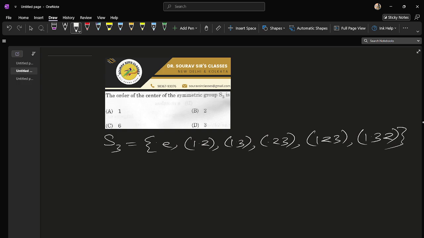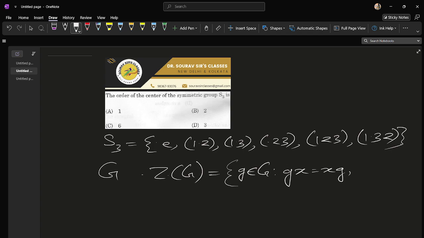So now, what is the center of a group? Let us take a group G. Then our center is called Z(G), which is equal to the elements which commute with every element of G. That means this Z(G) is a collection of those elements g which belong to the group and satisfy this thing: g x = x g for all x belonging to G.